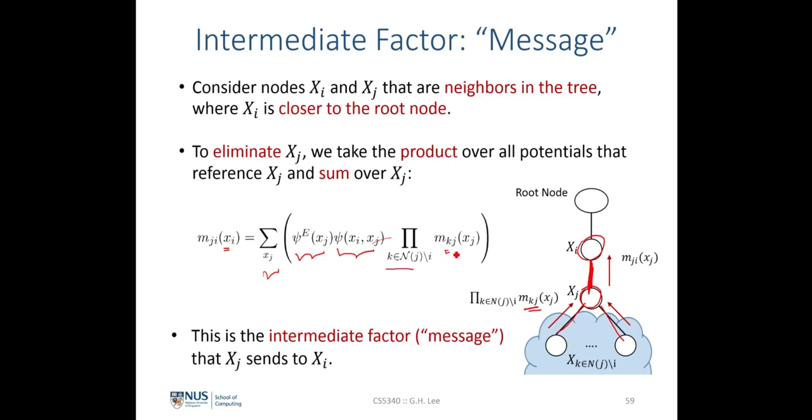And here, these are the messages. We will simply multiply all of them together with the unary potential and the binary potential, and we will marginalize over the random variable xj away from all these potentials that consist of xj. After marginalization, we will be left with only the random variable xi in this operation. And in the case where xj is a leaf node, we'll simply ignore this part and term it equal to 1.